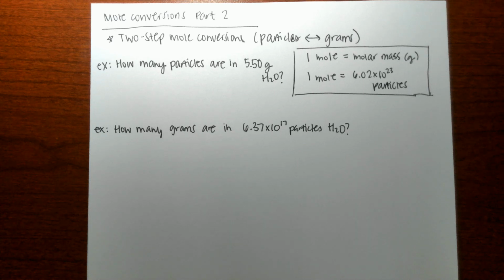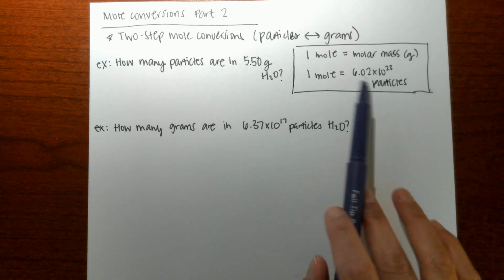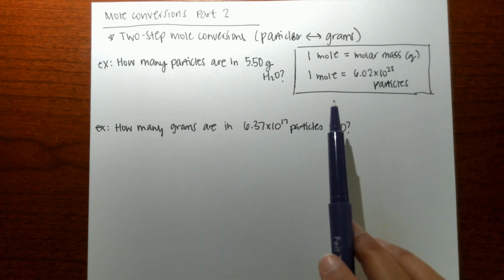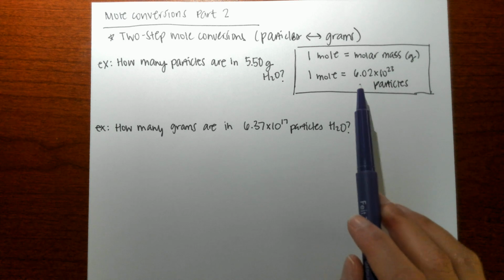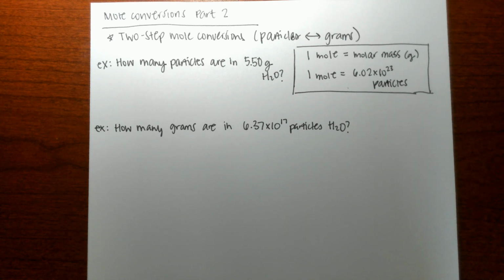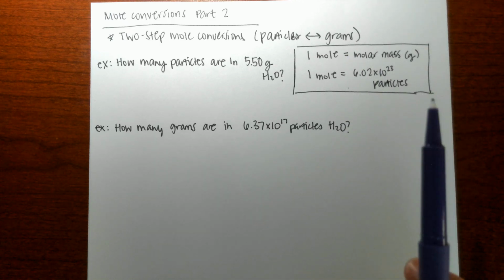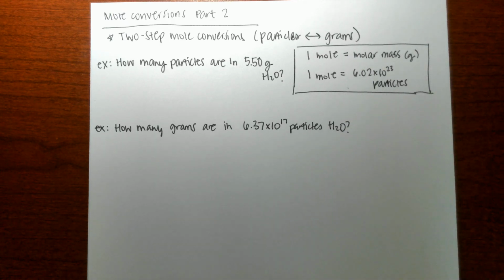So in the previous video with part 1, we got to use only one of the 2. Whether I'm finding particles or given particles, I use Avogadro. Whether I'm given grams or wanting to find grams, I use this conversion factor. But this time we're going to use both. It's a matter of which order.